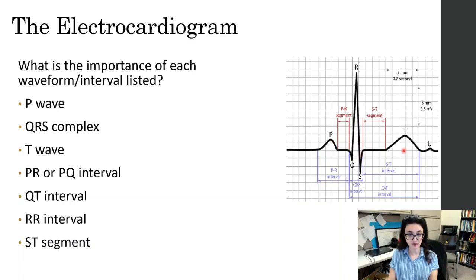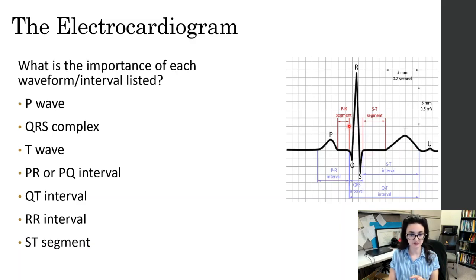T wave: repolarization, relaxation. Relax, repolarize, okay? So those words go together. That's for the ventricle. And remember, we can't see when the atria repolarize, when the atria relax, but it happens during QRS. Okay. Then we get into some of these segments here.